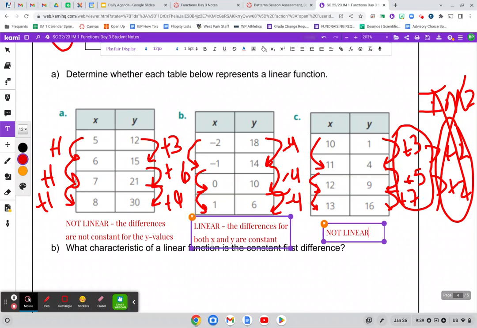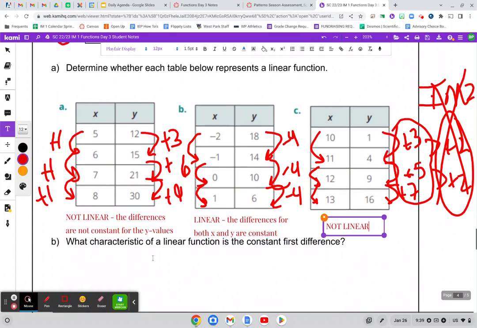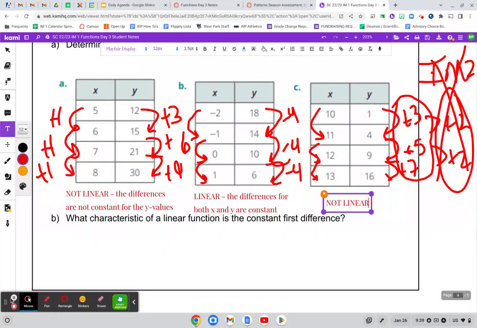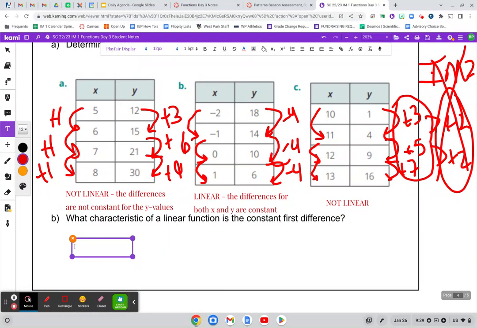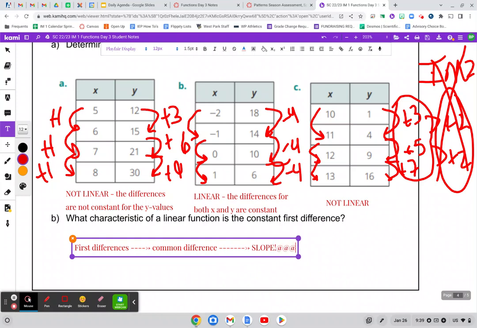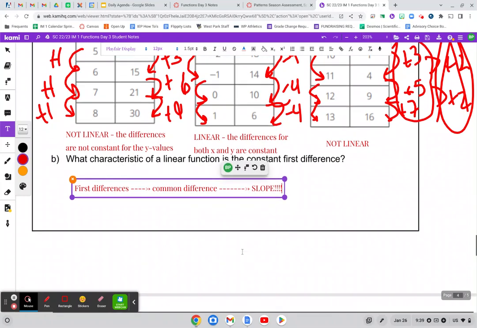Okay. What characteristic of a linear function is the constant first difference? Well, holy cow, we talked about this a ton yesterday, right? First differences are just a common difference, right? And we know that a common difference is the slope, okay? So we now know that for a linear function, the first differences are the common difference, which is the slope.